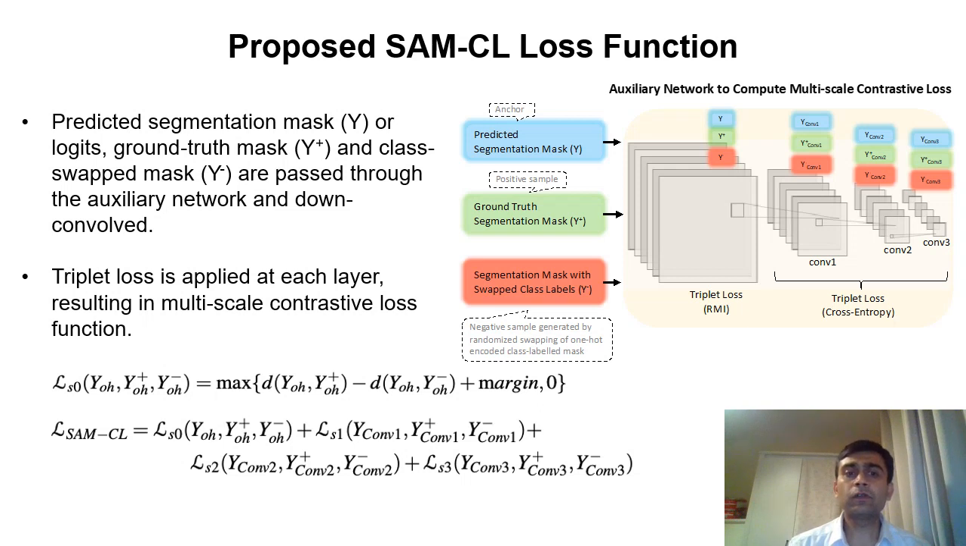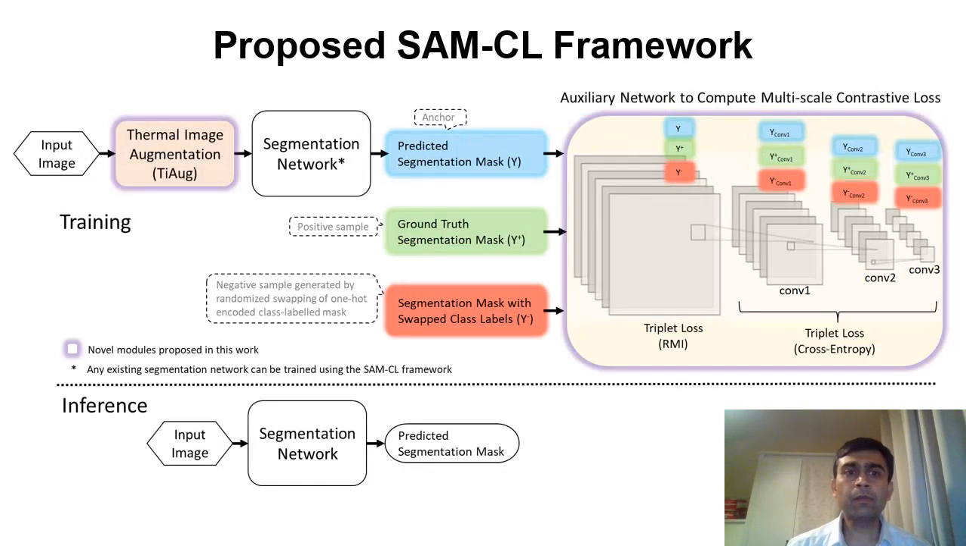We further introduce a four-layered auxiliary network to compute the triplet loss at multiple scales, leading to a multi-scale contrastive loss. To summarize, the proposed SAMCL framework combines the TIOG module and the SAMCL loss function to train existing segmentation networks on thermal datasets with limited size.